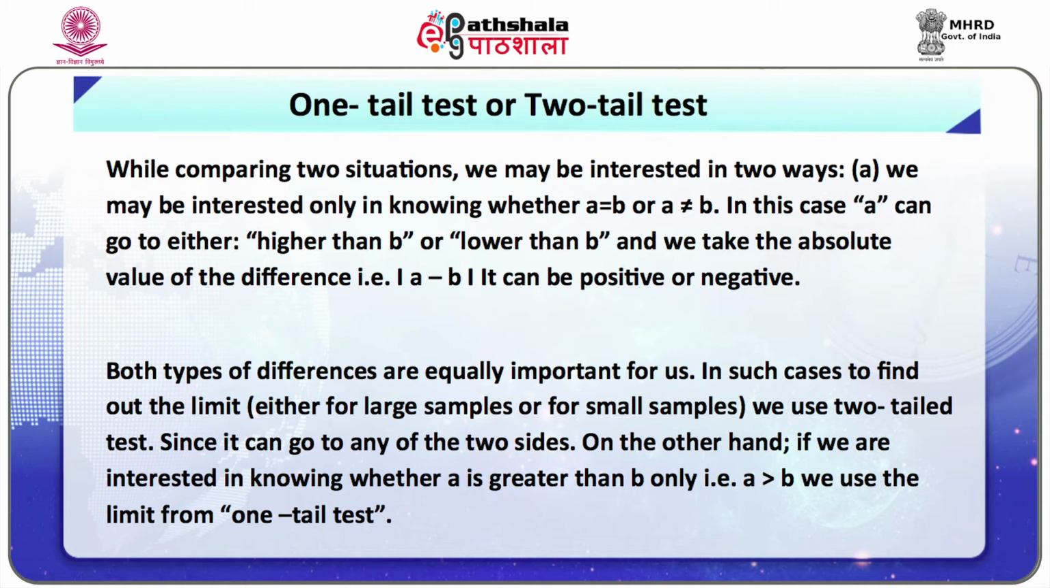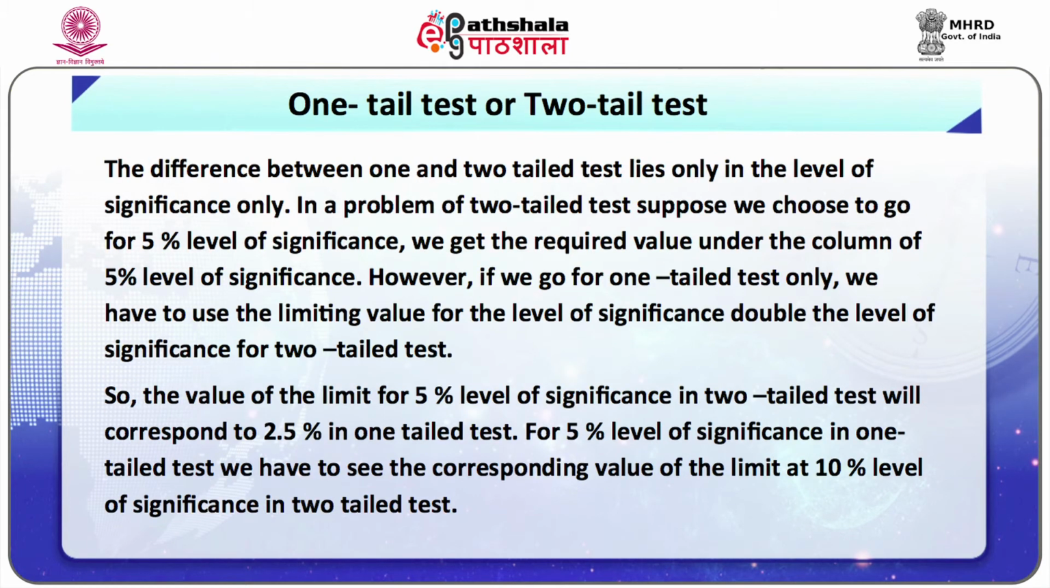On the other hand, if we are interested in knowing whether A is greater than B only, that is A is greater than B, we use the limit from one-tailed test. The difference between one and two-tailed test lies only in the level of significance. In a problem of two-tailed test, suppose we choose to go for 5% level of significance, we get the required value under the column of 5% level of significance.